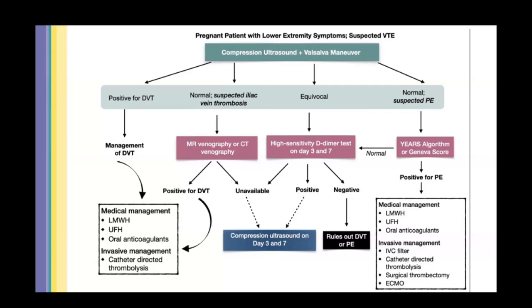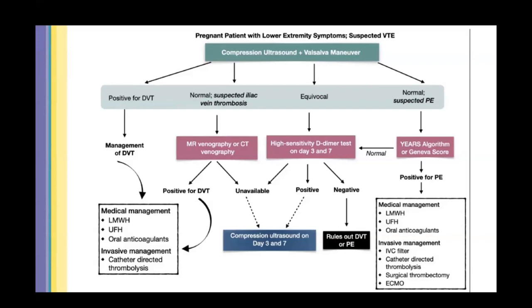Then if you've done the ultrasound and it's normal, but you suspect iliac venous thrombosis, because it's harder to see with the ultrasound, then you could do CT venography or MRI venography. If it's equivocal, then you do the red cell agglutination D-dimer test, and you do the ultrasound, then you repeat on day 3, and repeat on day 7, and also the D-dimer test. And depending on the outcome, either positive or negative, you repeat accordingly or treat.